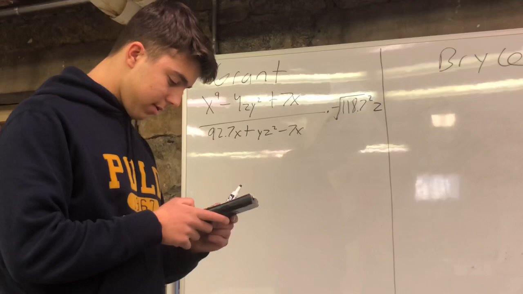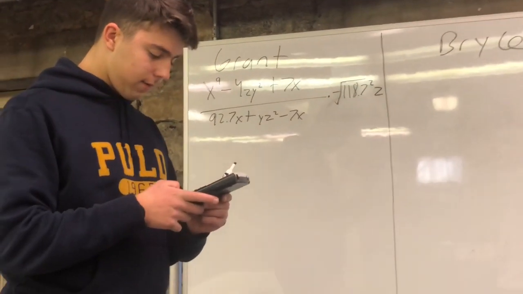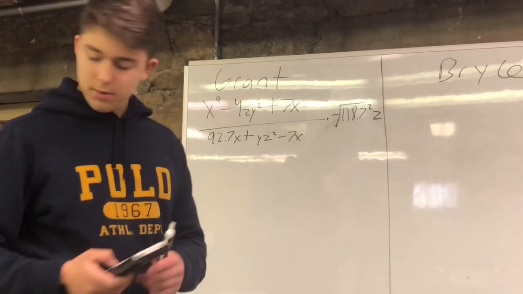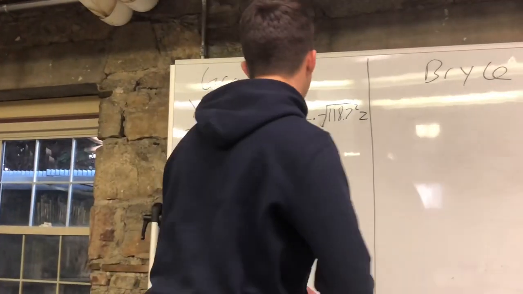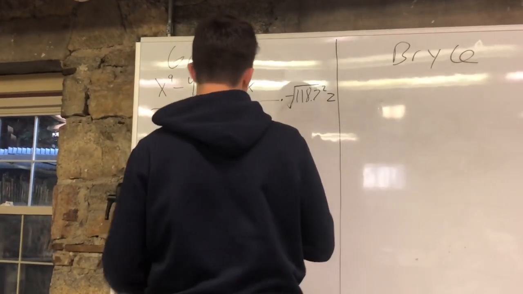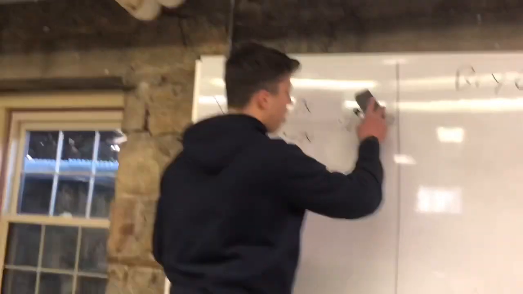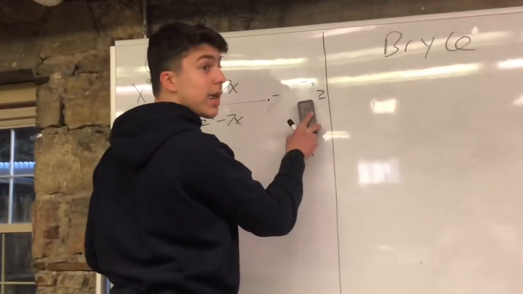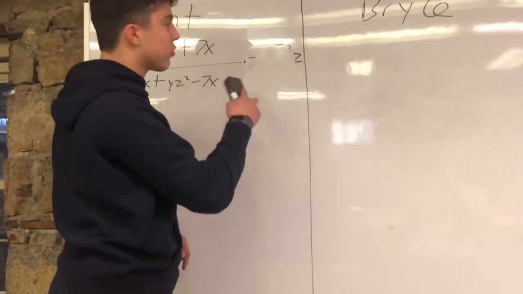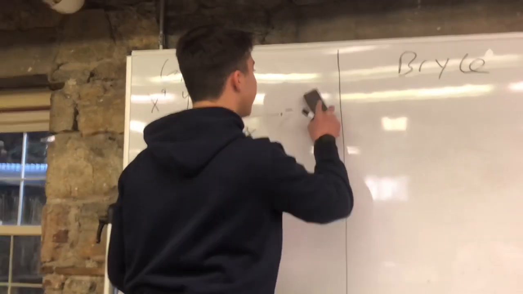So, that is 442. So we got that. Now we can erase this. It doesn't even mean anything anymore. So we just erase this. Keep the negative because the negative is outside the square root. So we got 42.